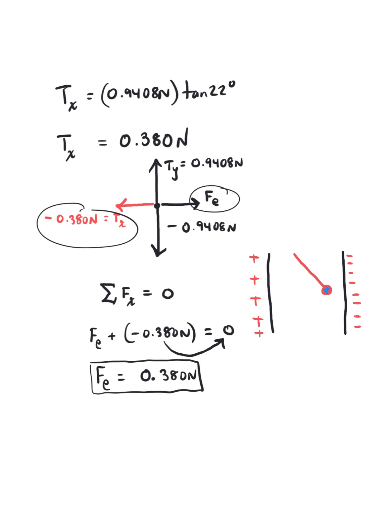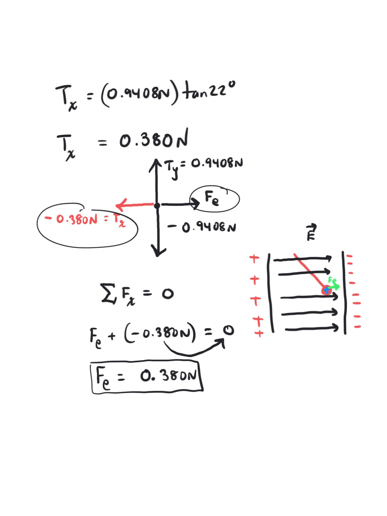And so this parallel plate capacitor generates an electric field that goes from the positive plate to the negative plate. And that electric field now exerts an electrical force on the sphere. And since that sphere is positively charged, the electrical force acting on that sphere due to the electrical field is in the same direction as the electric field. So since the electric field points towards the right, the electric force also points towards the right.